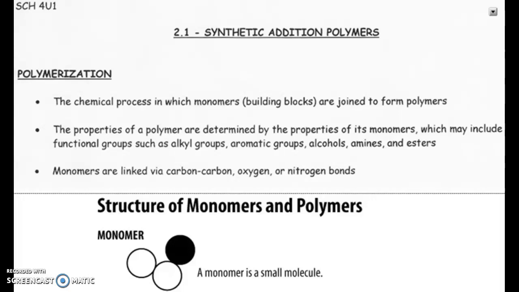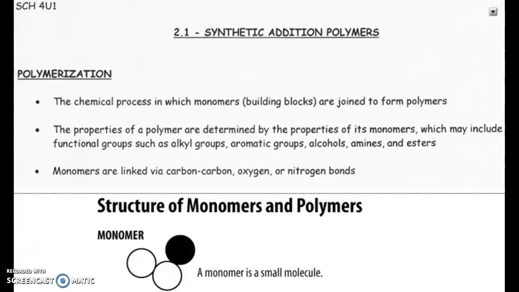Okay, so this is the start of chapter 2. We're only going to be doing the first part of this. Essentially, chapter 2 is looking at a type of molecule known as a polymer. We're going to look at two types of polymers, addition polymers and condensation polymers. So we're going to focus today on addition polymers. Polymerization is the process of making a polymer.